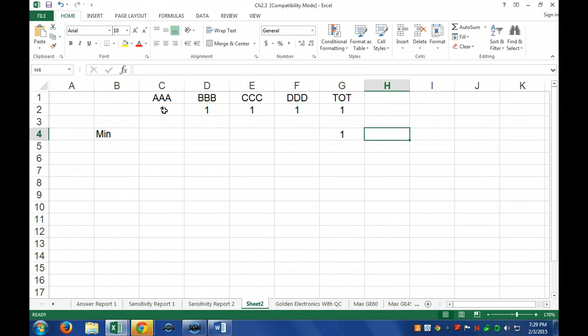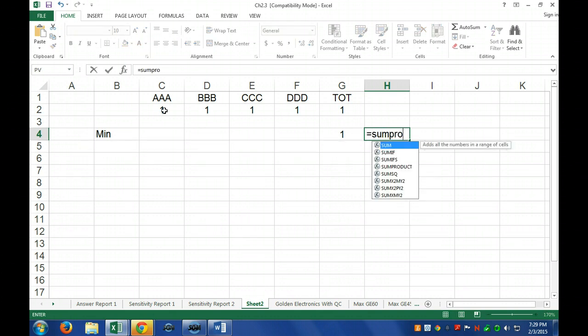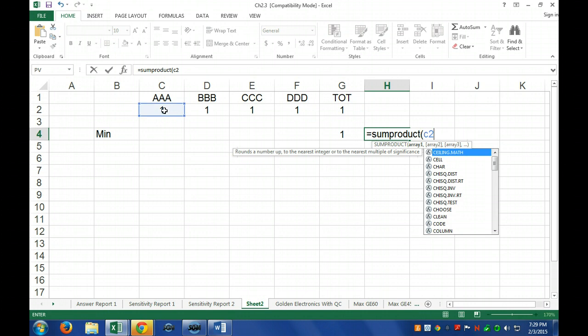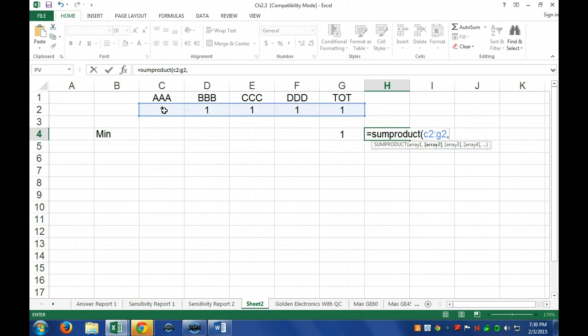So I'm going to add in my sum product. C2 through G2. And notice I'm including that total variable, because it's a variable. C4 through G4. And remember, the coefficients are what matter. And here, this first one, we're minimizing total. There's zero DDDs, zero CCCs, zero BBBs, zero AAAs. Just minimizing total, so that's one. And I'm going to make that absolute.